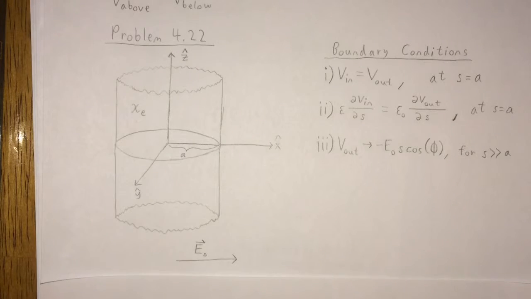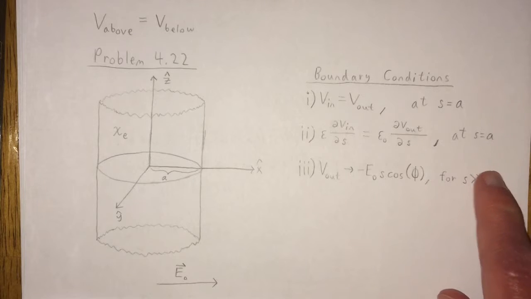Now, in problem 4.22 in Griffiths' textbook, we are given a scenario in which a long cylinder of linear dielectric material is placed within a uniform electric field E0 that is perpendicular to the axis of the cylinder. The cylinder has a radius of a, and the material has a susceptibility of chi sub e. We are asked to find the electric field that is produced within the cylinder.